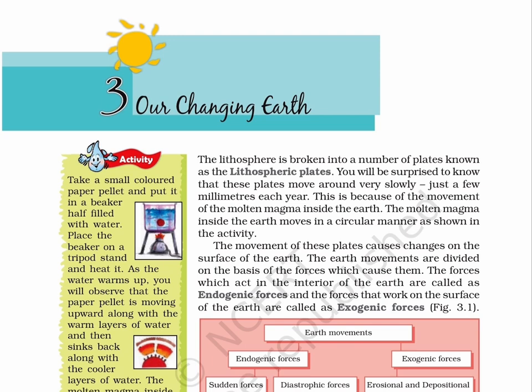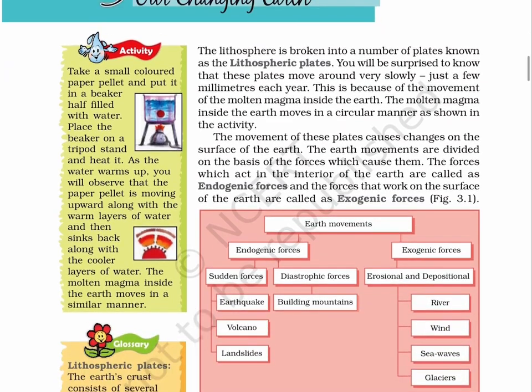Page 12. The lithosphere is broken into a number of plates known as the lithospheric plates. You will be surprised to know that these plates move around very slowly, just a few millimeters each year. This is because of the movement of the molten magma inside the Earth. The molten magma inside the Earth moves in a circular manner as shown in the activity. The movement of these plates causes changes on the surface of the Earth.